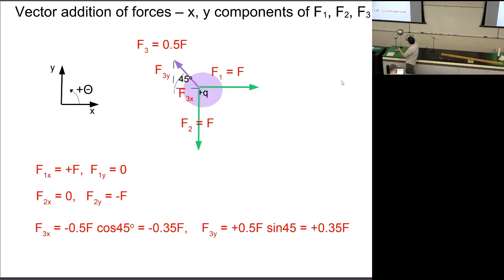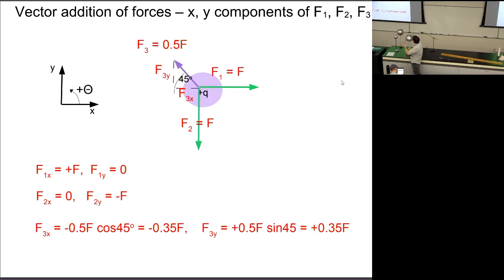Similar thing for the horizontal and vertical components of force F2. It's just down. It has no horizontal component, that's 0, that's easy. It has a vertical component that's down in the negative direction, so it's minus F. So F1 and F2 are very simple to write down in x and y components because they're just either horizontal or vertical. F3 is a little bit more complicated.